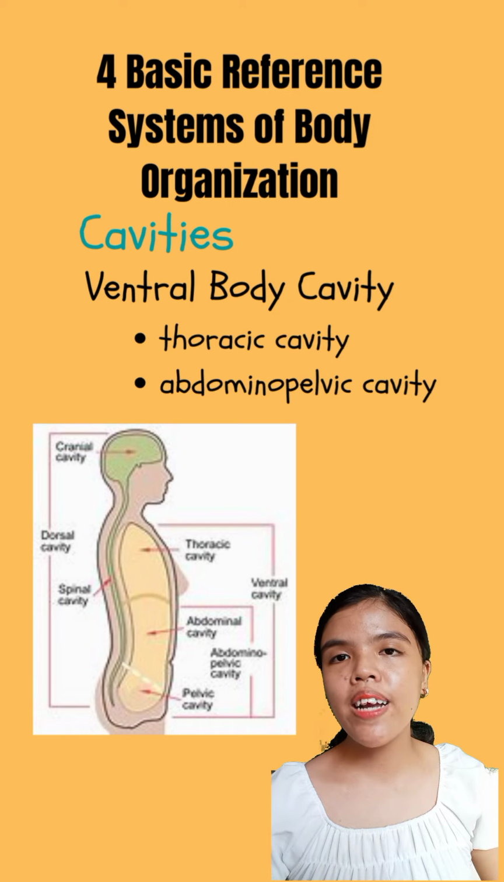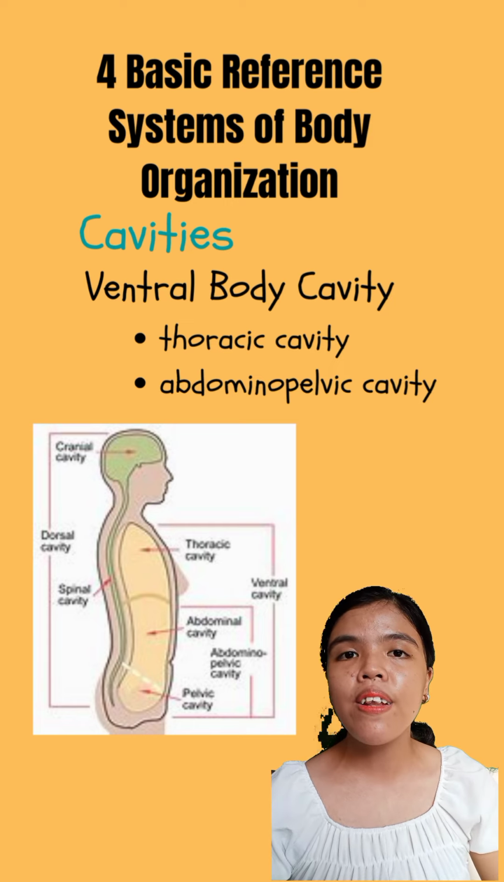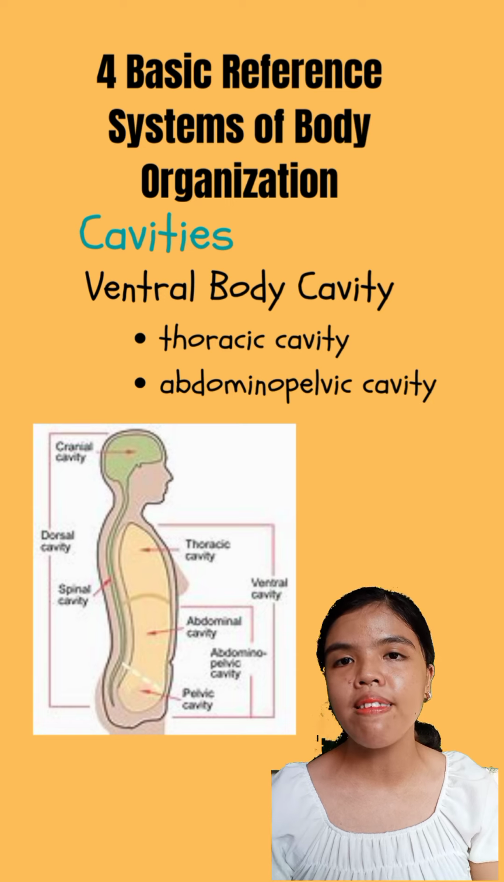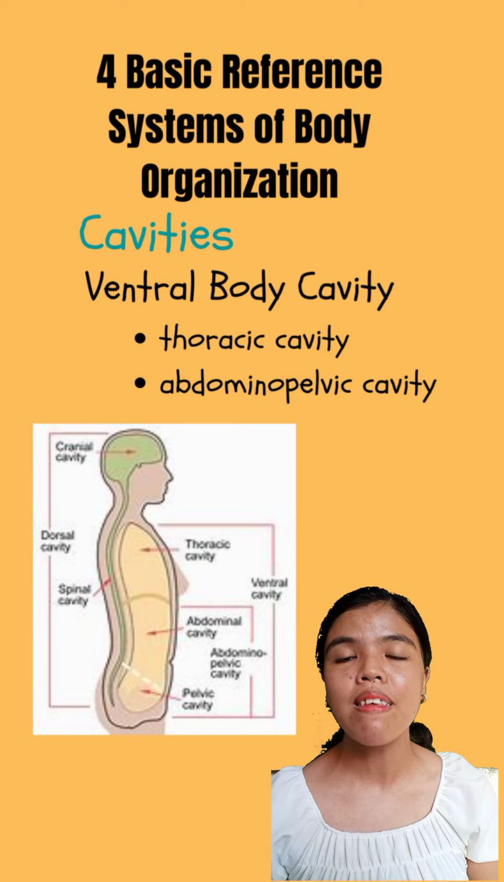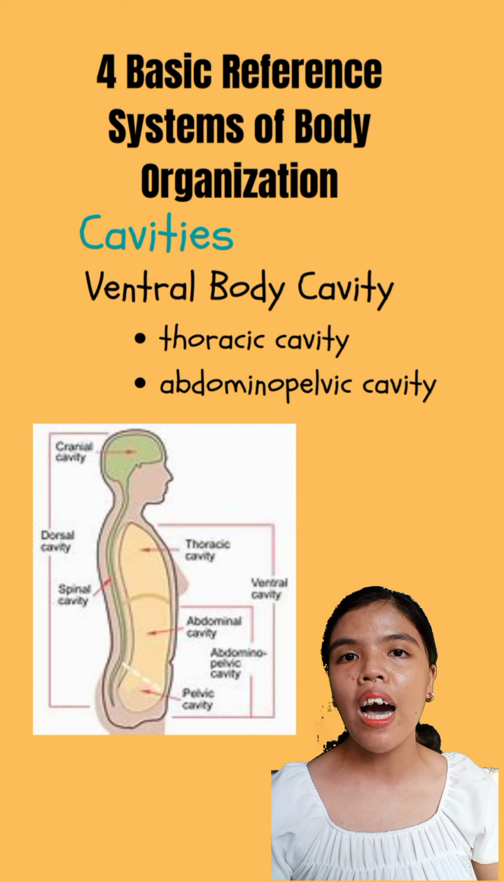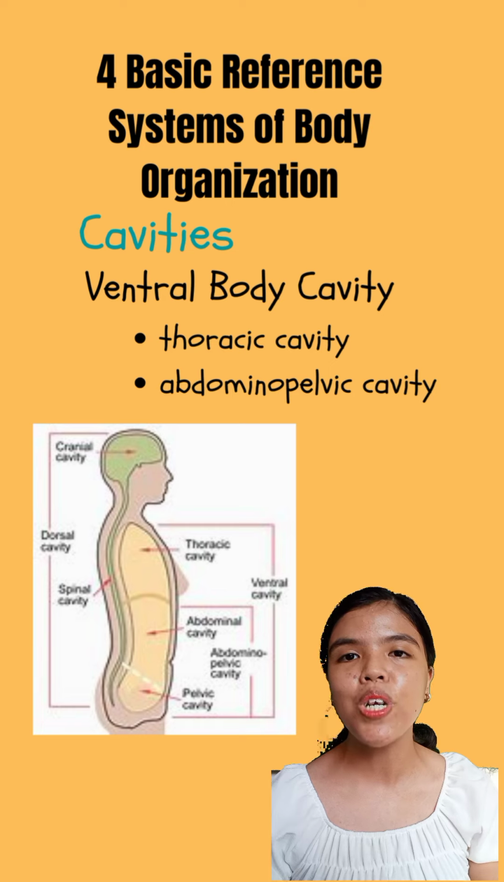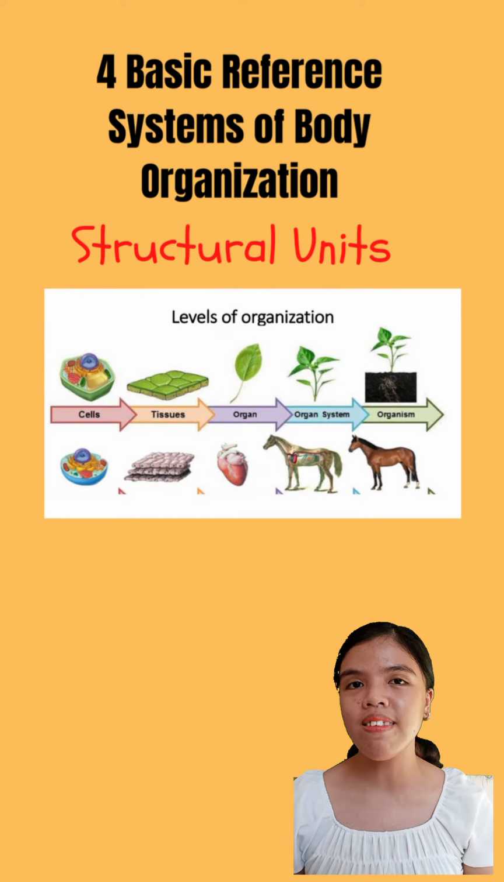Our second cavity is the ventral body cavity. It's the larger cavity located toward the front of the body, and it contains our visceral organs. The ventral cavity can also be divided into two main parts. The first one is the thoracic cavity, and the second one is the abdominopelvic cavity, which are separated by the diaphragm.